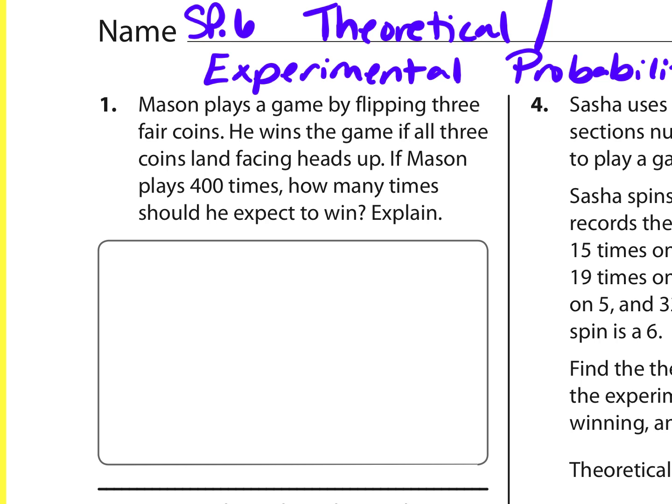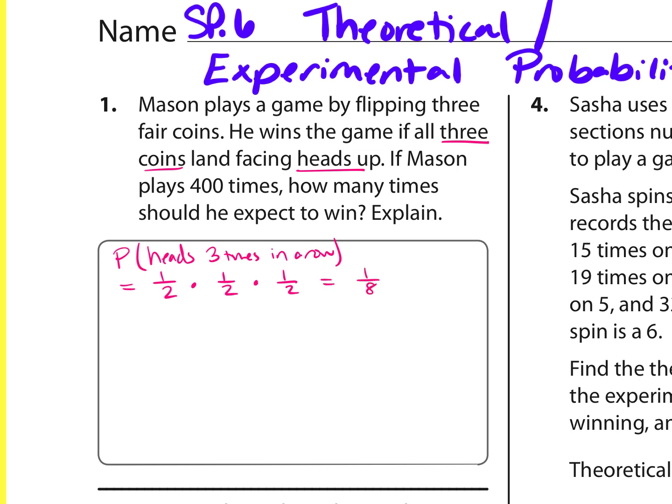Well, first of all, let's just see the probability of landing heads up 3 times. So, heads up 3 times. So that would be 1/2 times 1/2 times 1/2, which is 1/8.